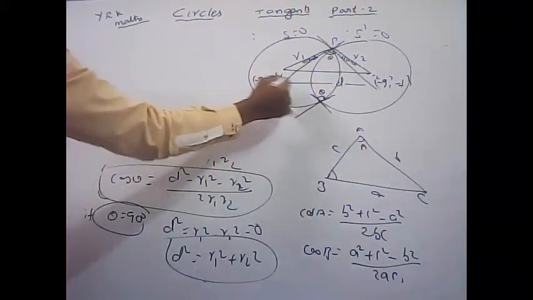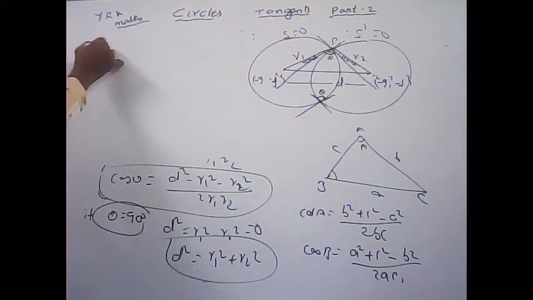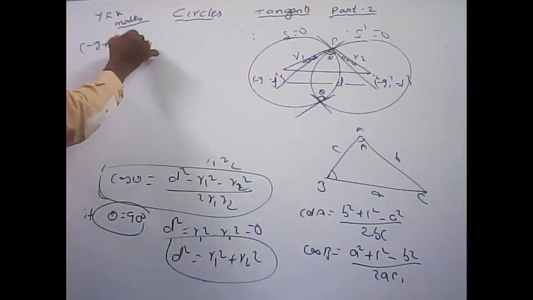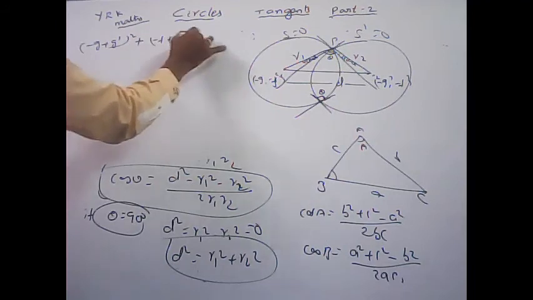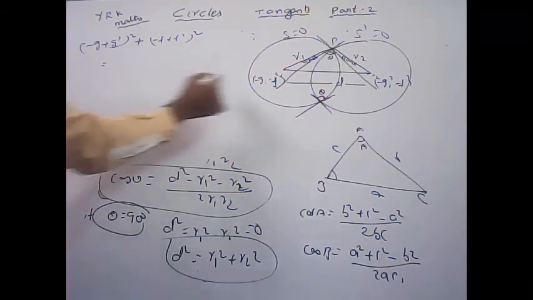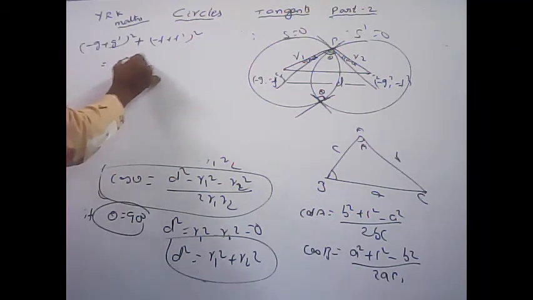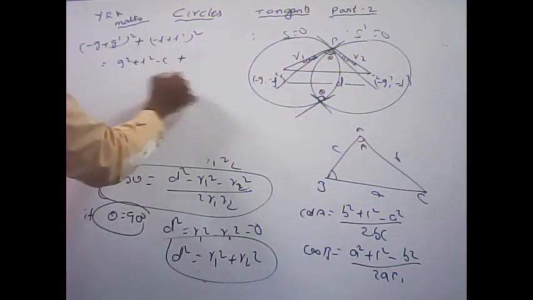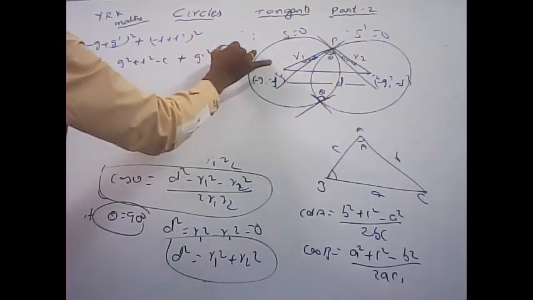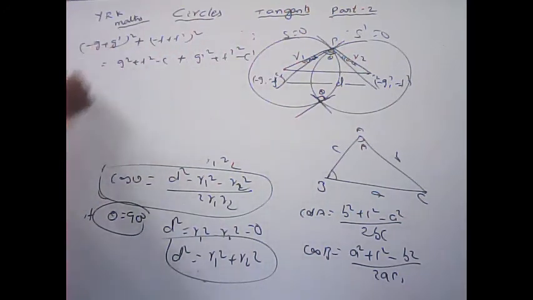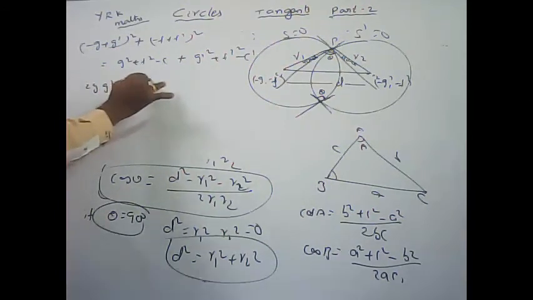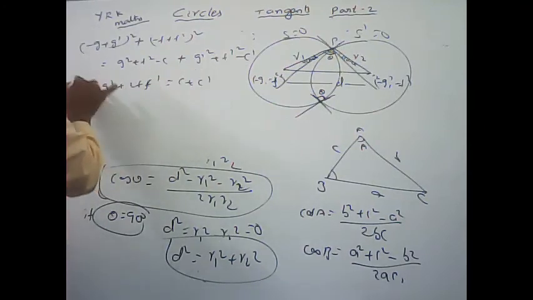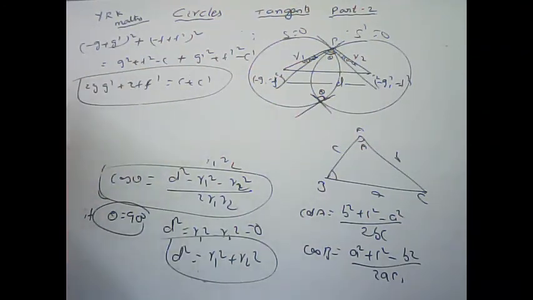So d square is (minus g plus g dash) whole square plus (minus f plus f dash) whole square, that is equal to r1 square plus r2 square. What is the radius? It is g square plus f square minus c for the first, and g dash square plus f dash square minus c dash for the second. If I expand this and cancel the common terms, we get 2g g dash plus 2f f dash equal to c plus c dash. If two circles are cutting orthogonally, this is the condition: 2g g dash plus 2f f dash equals c plus c dash.